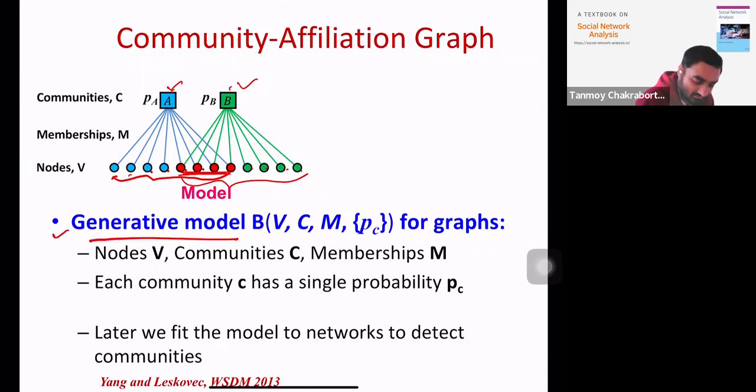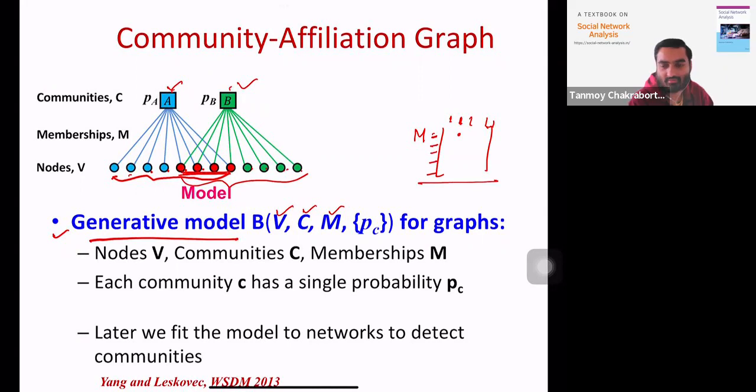So you now define a generative model B, which is defined by a set of tuples, where V is the set of nodes that you know, C is the set of communities that you know, and M is the membership of nodes into communities, which you also know. You know which node belongs to which community. So you can think of M as a matrix where rows are vertices and columns are communities, and each entry indicates whether a particular node belongs to this community or not. So M is a membership matrix, right?